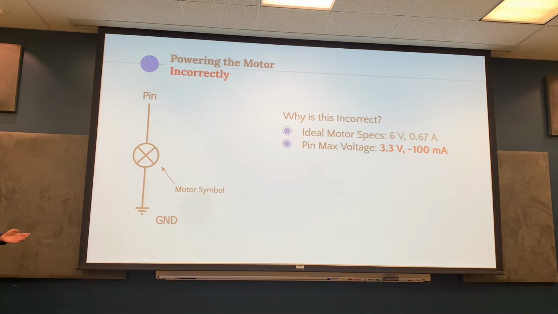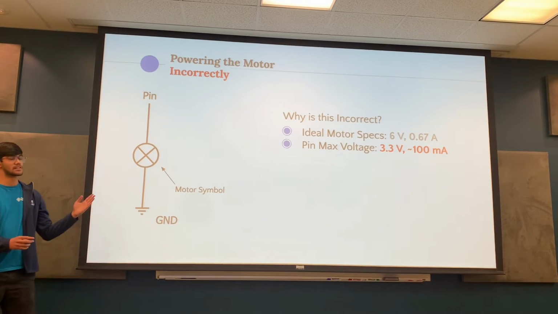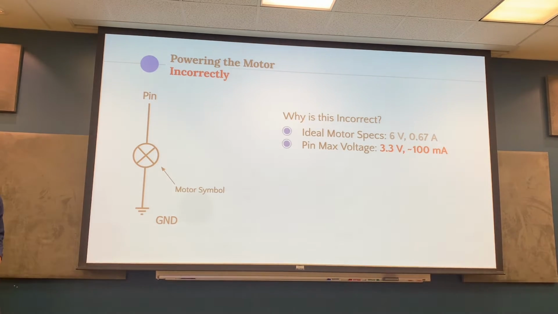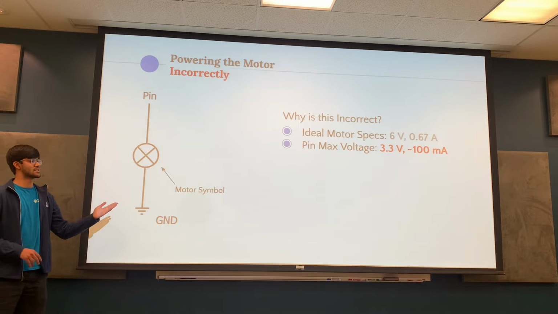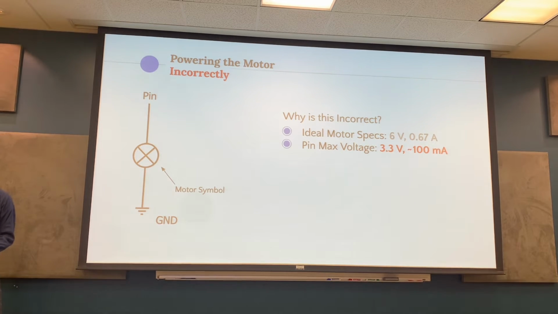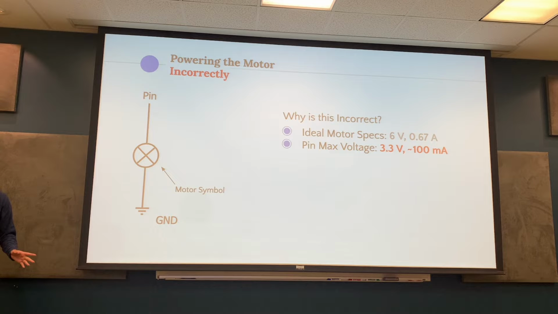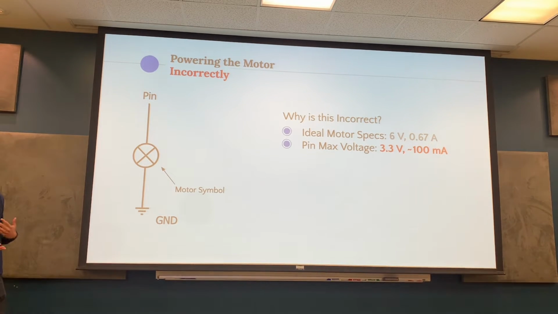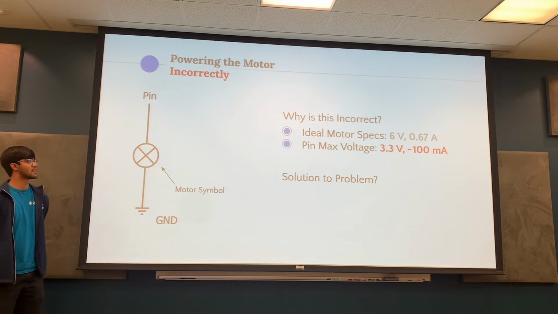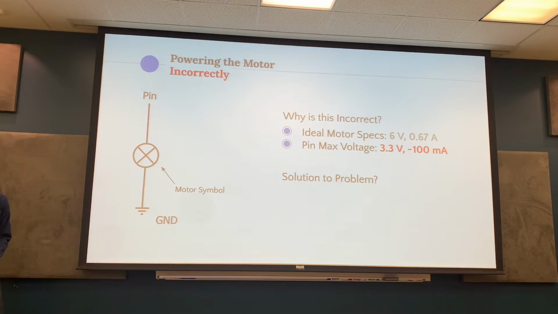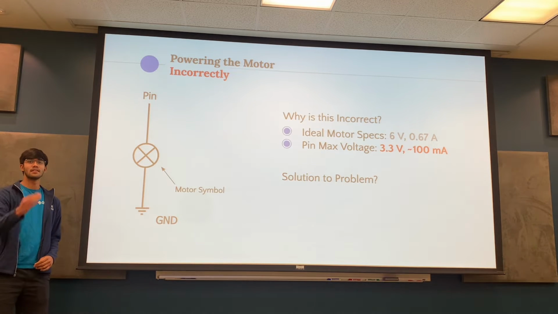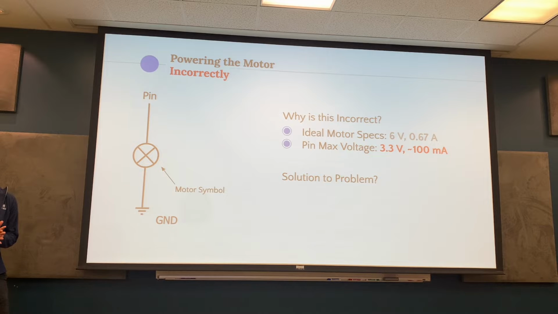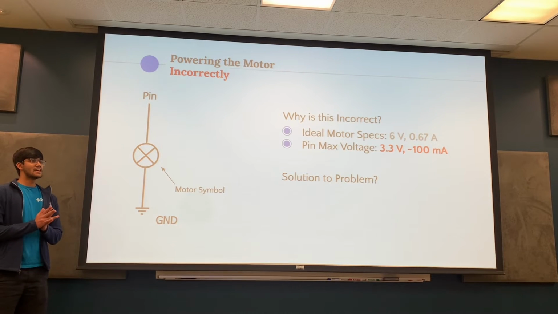Again, the ideal motor specs are that the motor requires 6 volts and 0.67 amps, whereas the maximum pin power is only 3.3 volts and approximately 100 milliamps, which is not nearly what the motor needs, and this will prevent the motors from being able to run at full capacity. So what is a solution to this problem? How can we get that 6 volts? Use a transistor. No, but there's another source of power that we have. Use a separate source of power?